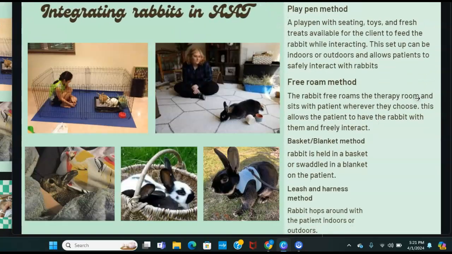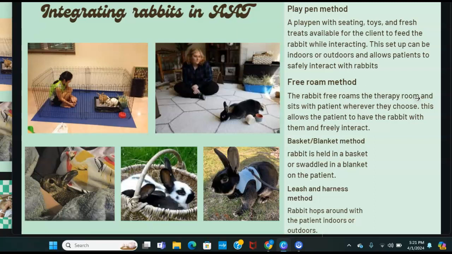So, integrating rabbits into animal-assisted intervention in a humane way. I listed a few methods that can be used. So the first one's the playpen method. This is when we set up a playpen that's big enough for a client and the rabbit or rabbits. It has seating for the client. It has some toys, some fresh treats for the client to feed the rabbit. That serves as a good bonding interaction. And this setup can be indoors or outdoors, and it allows the patients to safely interact with rabbits.